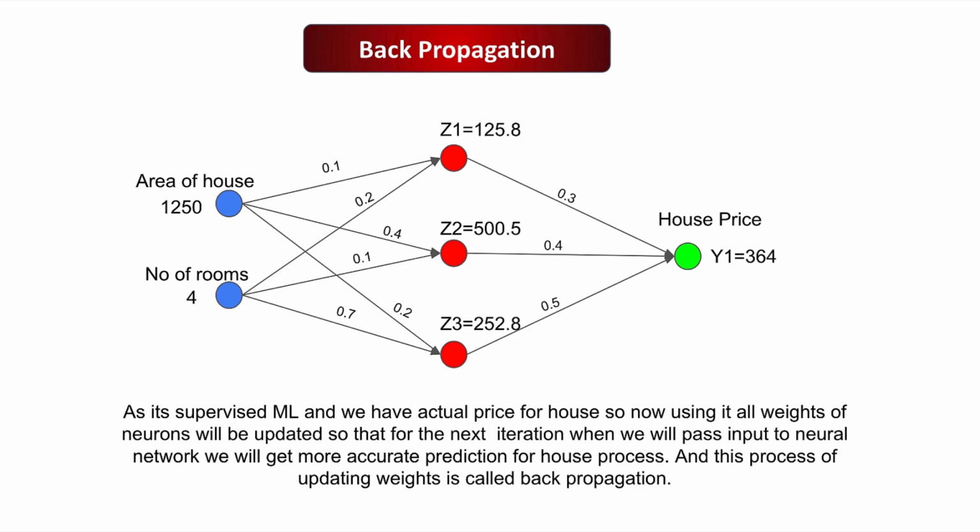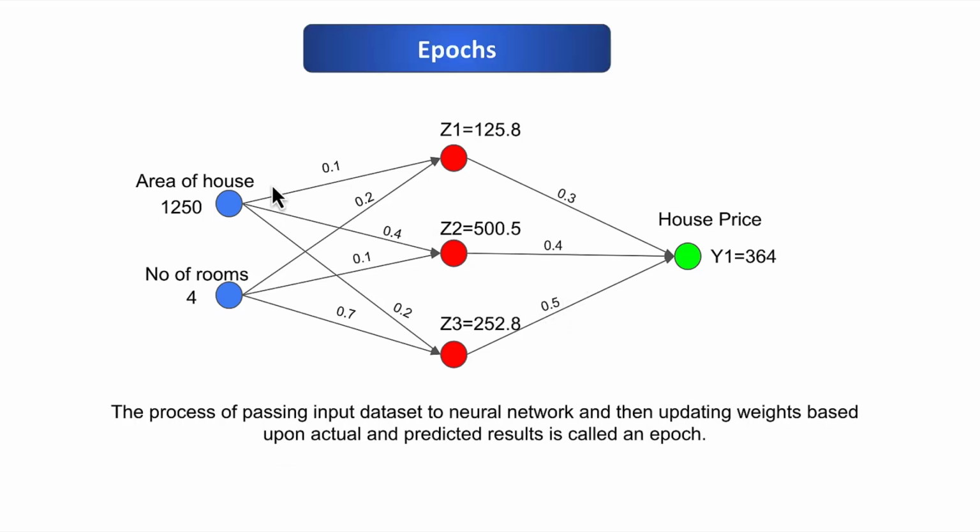And the process of updating these weights is called backpropagation or learning. And we call it learning because now we are changing the weights based upon the pattern inside our dataset. And later, using these weights, we are going to make our prediction. So the process of updating these weights can be called learning as well. And once we pass all training data to our neural network, and then based upon the predicted and actual value, we update these weights, we are going to say that we have completed an epoch.